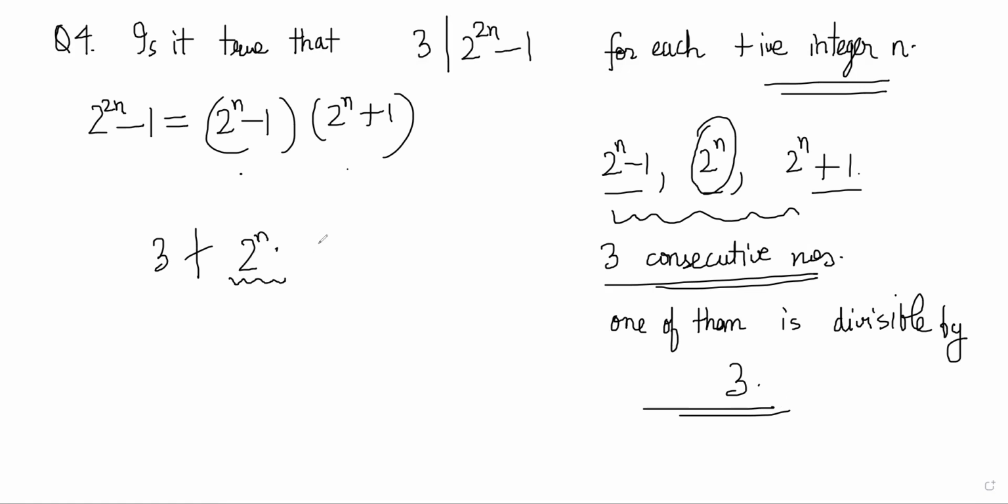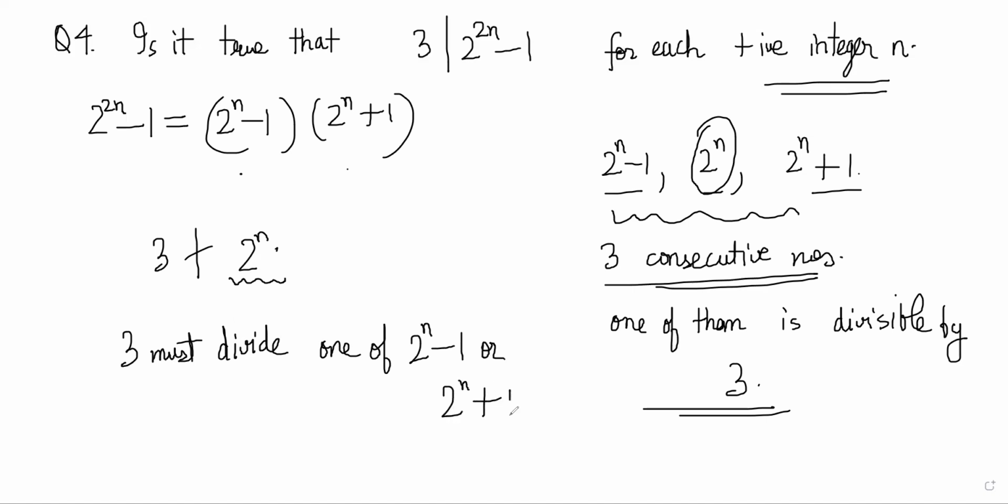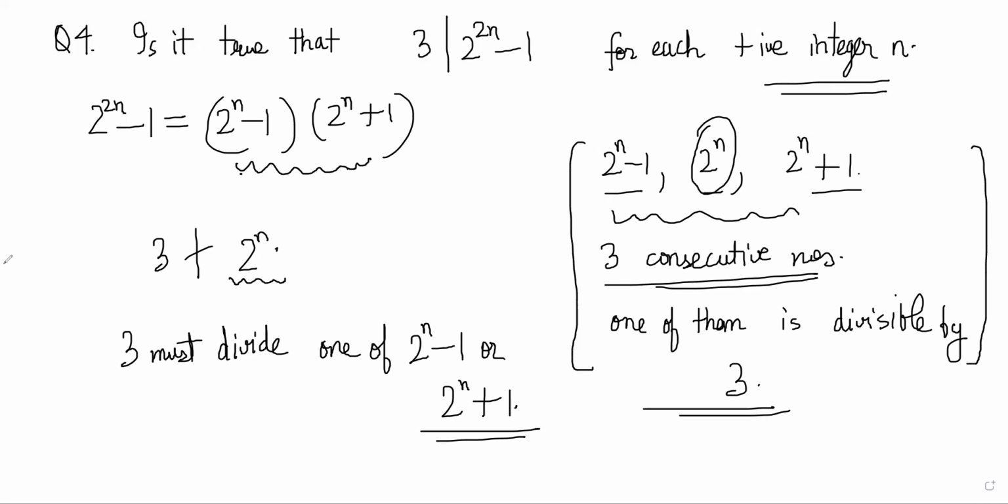So 3 cannot divide 2 power n, so 3 must divide one of 2 power n minus 1 or 2 power n plus 1. So therefore 3 definitely divides the product of 2 power n minus 1 and 2 power n plus 1. Pretty simple, but this logic should be clear to you and you should learn how to use it. Let's go on to the next one.